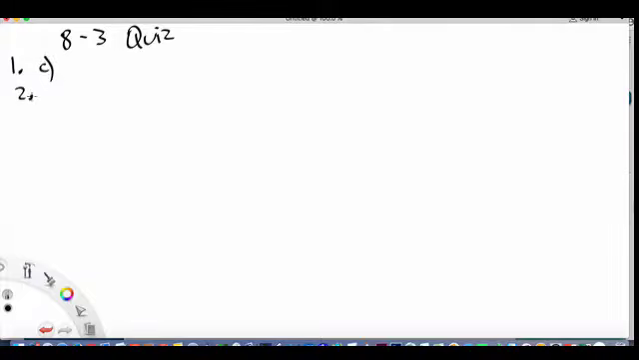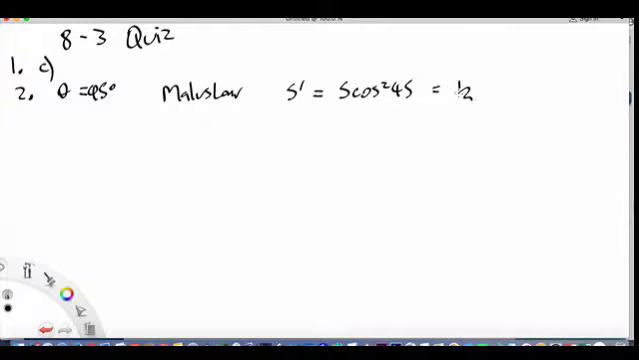Number 2, horizontally polarized light meets a polarizer with the axis at 45 degrees. So theta is 45 degrees. If it is initially polarized, we have to use Malus's law. So the intensity will be the initial intensity times cos squared 45, which is 1/2 of the initial intensity, and that is C.